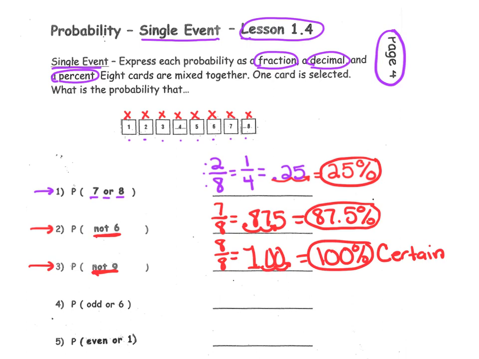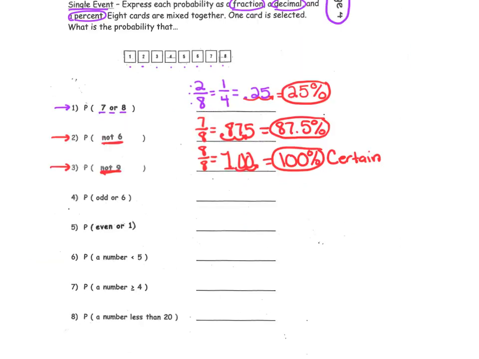Let's move on together to number 5. You can complete number 4 on your own later. Number 5 states, what is the probability of selecting an even card or a 1? And that's on a single draw.